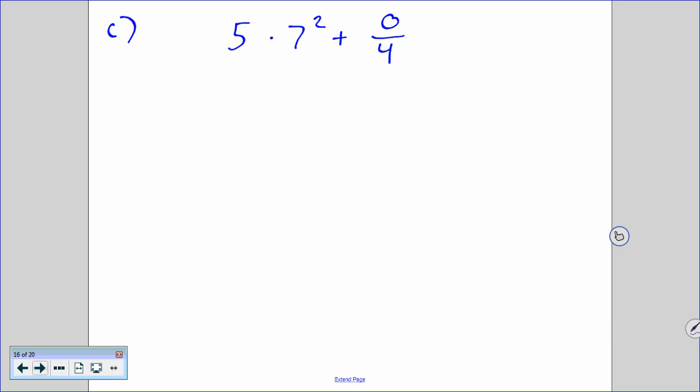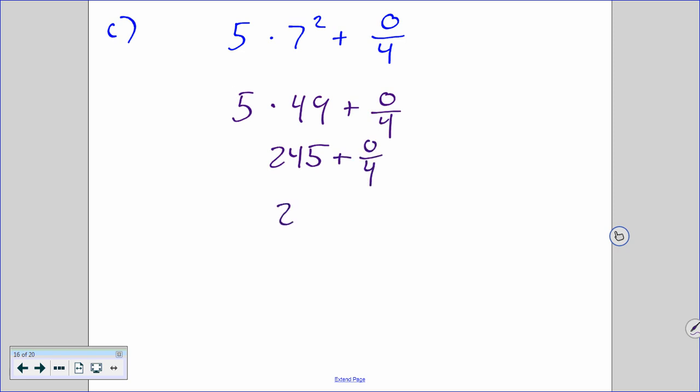All right. Again, exponents first, right? So 7 squared is 49, plus 0 over 4, right? Well, 5 times 49 is what? 245, plus 0 over 4, okay? 0 over 4 is 0, so 245 plus 0 is 245, less than 2. Okay?